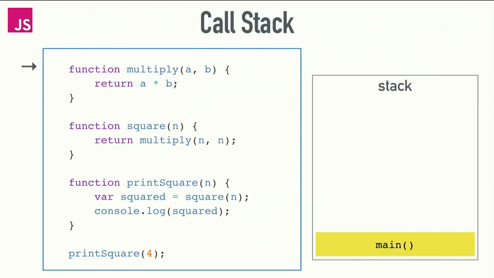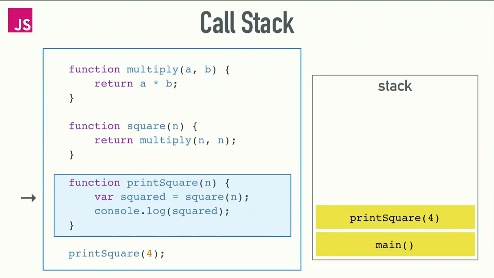So if we run this file, well, there's kind of a main function, right, like the file itself. So we push that onto the stack. Then we have some function definitions. They're just defining the state of the world. And then finally, we get to print square, right? So print square is a function call. So we push that onto the stack.